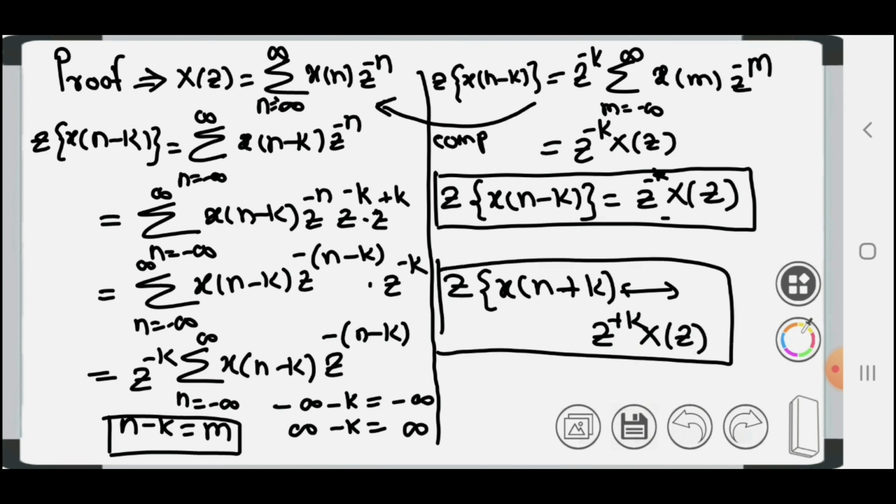So in this way we have proved the time shifting property of a Z transform.